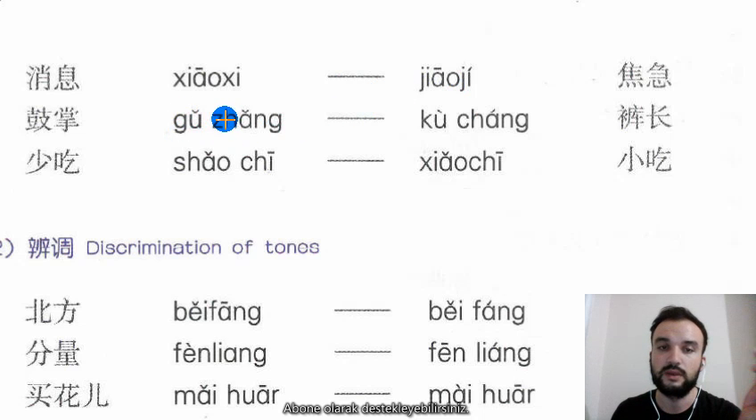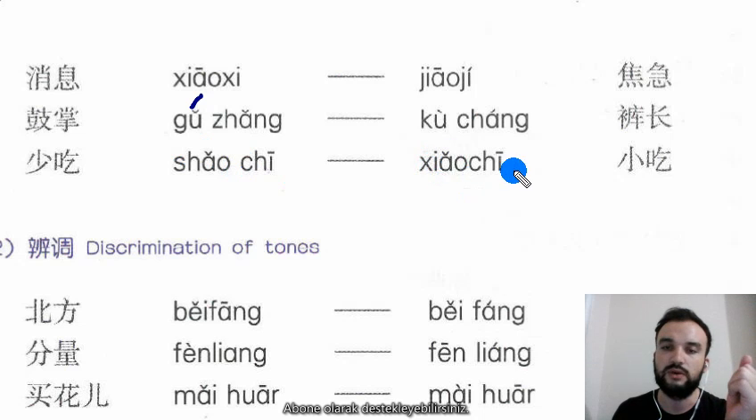Here we have two third tones, and we have a rule. The first third tone becomes second tone. 鼓掌,鼓掌,鼓掌, like this. Fourth tone and second tone, we don't have a rule. 哭长,哭长,哭长. Here third tone and first tone, we have half third tone here. 小吃,小吃,小吃, like this.